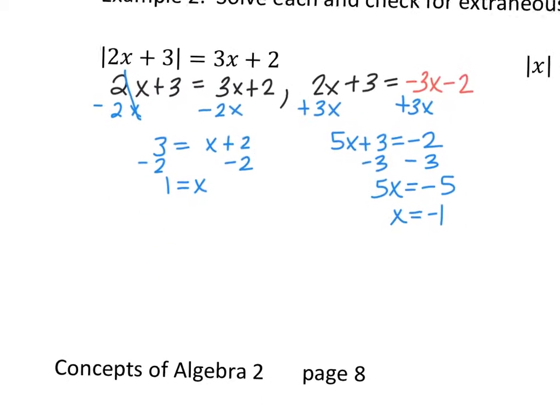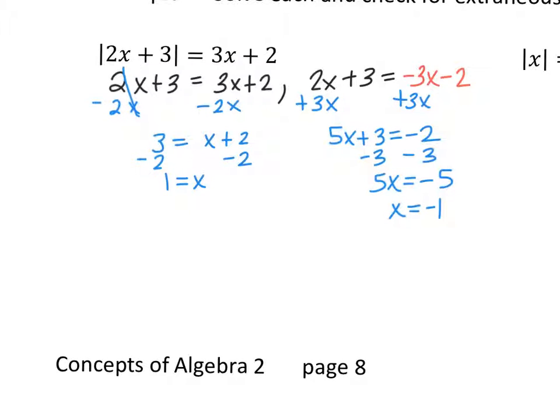Whenever you have an absolute value on one side and the same variable on the other side, you can come up with an extraneous solution. An extraneous solution means that one of these may or may not work, or both of them may not work, so I'm going to actually try it. I'm going to plug in 1 and see, in the original problem, does the right-hand side equal the left-hand side?